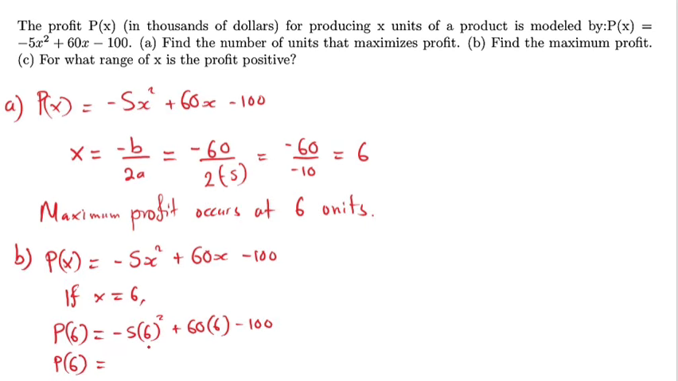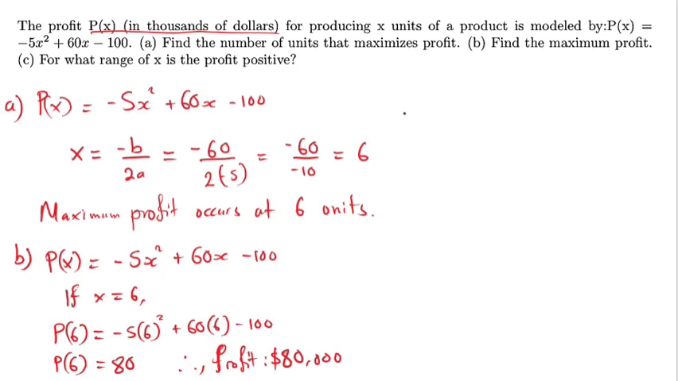So we have negative 5 times 36 plus 60 times 6 minus 100. If we calculate all this, we get 80. Now remember, P of X is in thousands of dollars, so we say 80,000. Therefore, the maximum profit is 80,000 US dollars.